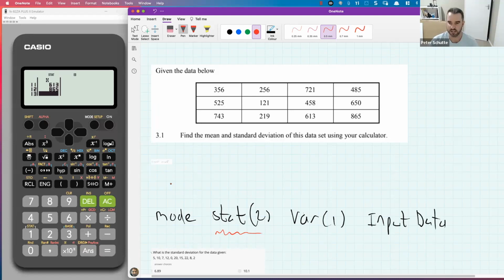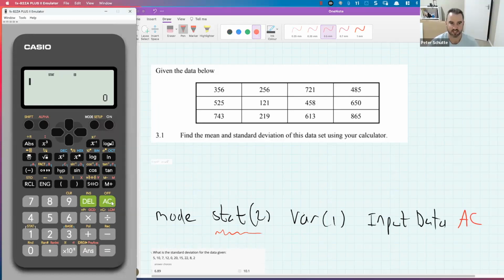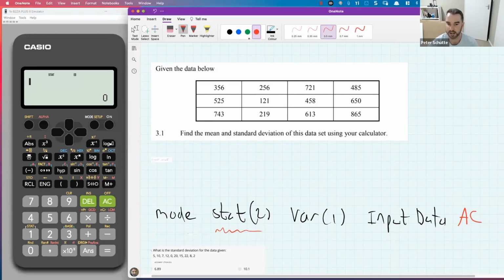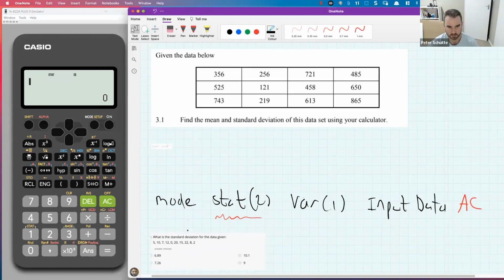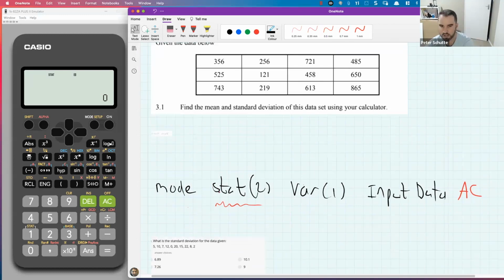But what is the next step? Now, the next step after inputting data is to hit the AC key. So you hit AC and you have a moment where you go, oh, I hope I haven't lost my data. You haven't, don't worry, I will do that to you. But you do have to go and find it somewhere. So where are we going to find it?